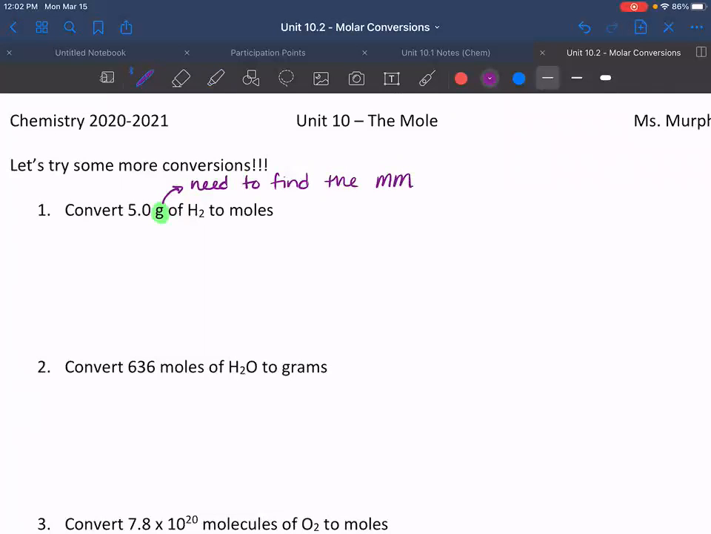Okay, so we are finding the molar mass of H2. Molar mass of H2, what does that equal to? 2, because you get 2 times 1.0, which equals 2.0 grams per 1 mole.